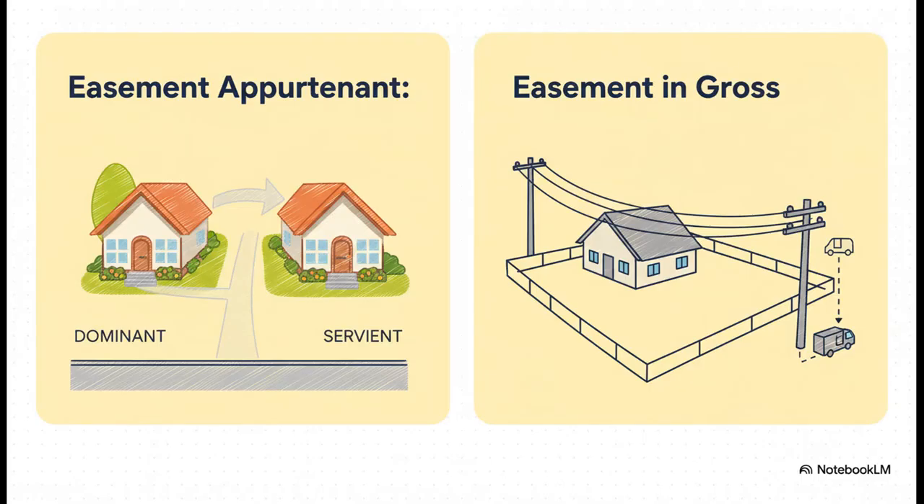Now, easements come in two main flavors. First, you have an easement appurtenant, which always involves two adjoining properties. One property gets the benefit, we call that the dominant tenement, while the other has the burden, the servient tenement. This kind of easement runs with the land, which is a fancy way of saying it stays in place even if the property gets sold. On the flip side, you have an easement in gross. This gives a right to a specific person or company, like that utility company we just talked about. It's a personal right. It doesn't attach to the land itself.